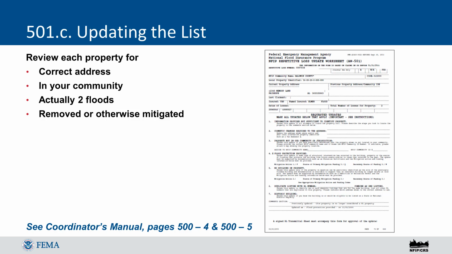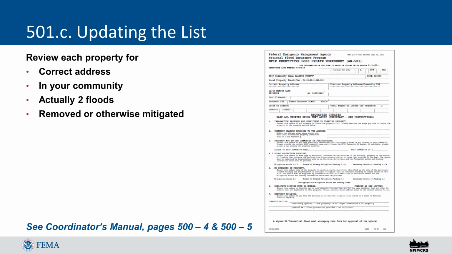When you receive your RL data, we ask that you do several things. If you are currently undergoing a CRS cycle, then you are required to do these things. You should first review each property that is shown as an unmitigated RL property. Remember, you will receive 2 PDF files. Make sure that the property has a correct address, that it is indeed within your community, and that there were actually claims from 2 different flood events.